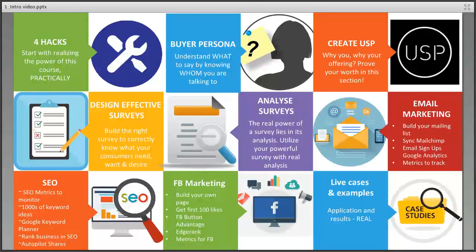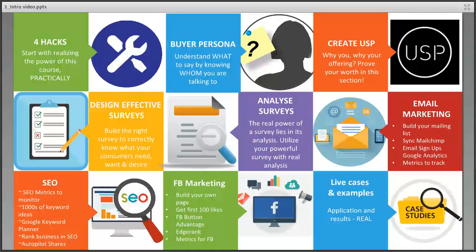The next one is one of my favorite sections, which is SEO. This is probably the most talked about section in digital marketing. In this, we're going to talk about the metrics which you need to monitor. We're going to understand how you can build thousands of keyword ideas to make sure that your result is always at the top whenever somebody is searching for a related product or offering.